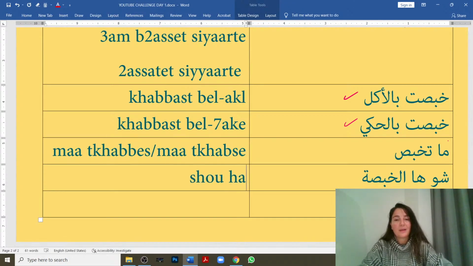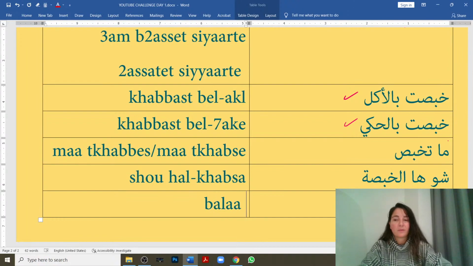Or بلا تخبيص, literally without the act of doing تخبيص, which means mixing up, literally, which means like, ugh, you see how difficult it is to translate things that don't exist in English. بلا تخبيص. If I say to someone بلا تخبيص, it means don't mess about, or something like that. Okay? بلا تخبيص.